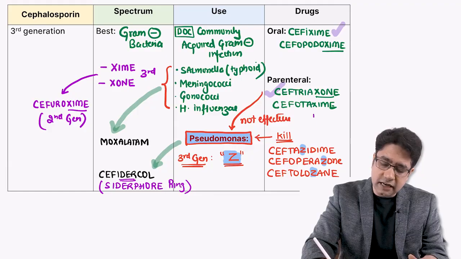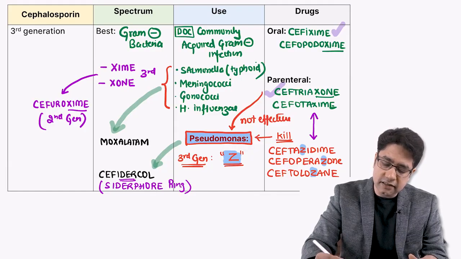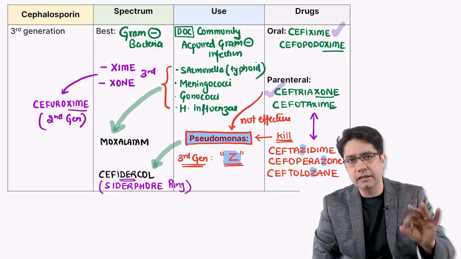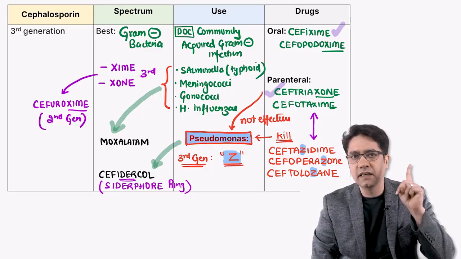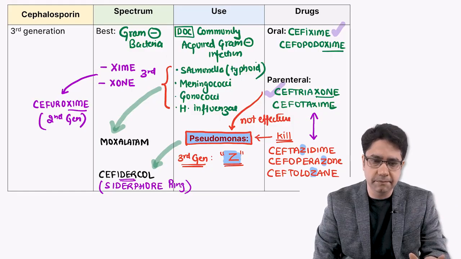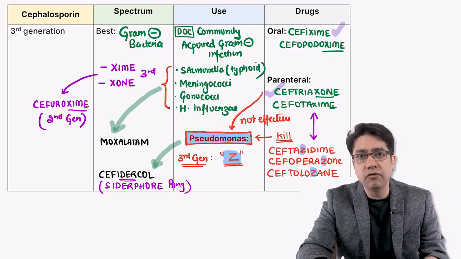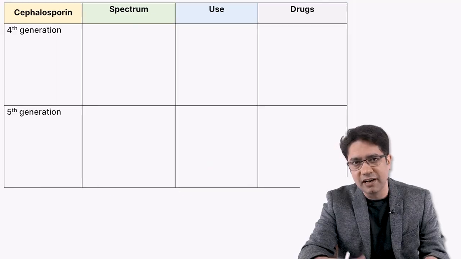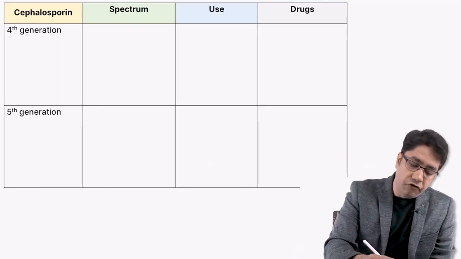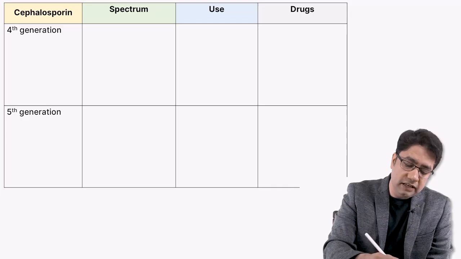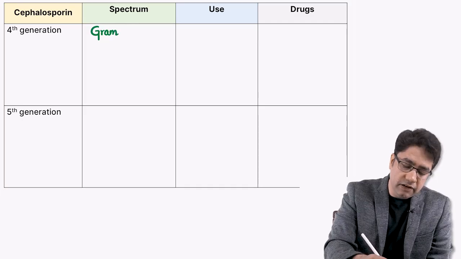So all these drugs are parenteral drugs. Z-wale drugs are also parenteral drugs. Among them oral we have only two drugs, cefixime and cefpodoxime. Now let's talk about fourth generation cephalosporin, how we can remember them. Fourth generation cephalosporin are just like third generation cephalosporin. They are given for gram-negative infection, just like third generation.